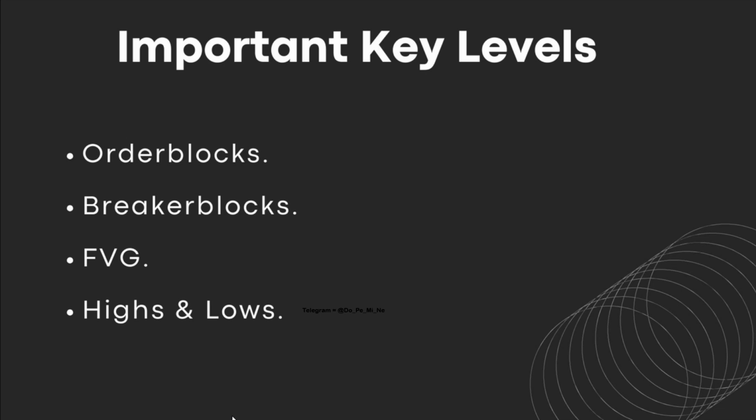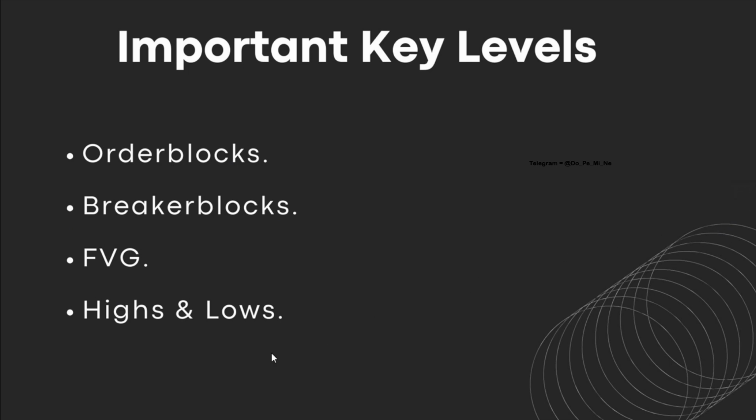Now, last but not least, the two most important key levels after an order block, which are highs and lows. Now, if I had to choose only two key levels for my trading, I'd choose order blocks and highs and lows. These are the only key levels I use most of the time in my trade ideas. I barely use breakers or FVGs. Most of my trade ideas are based around either order blocks, highs or lows.